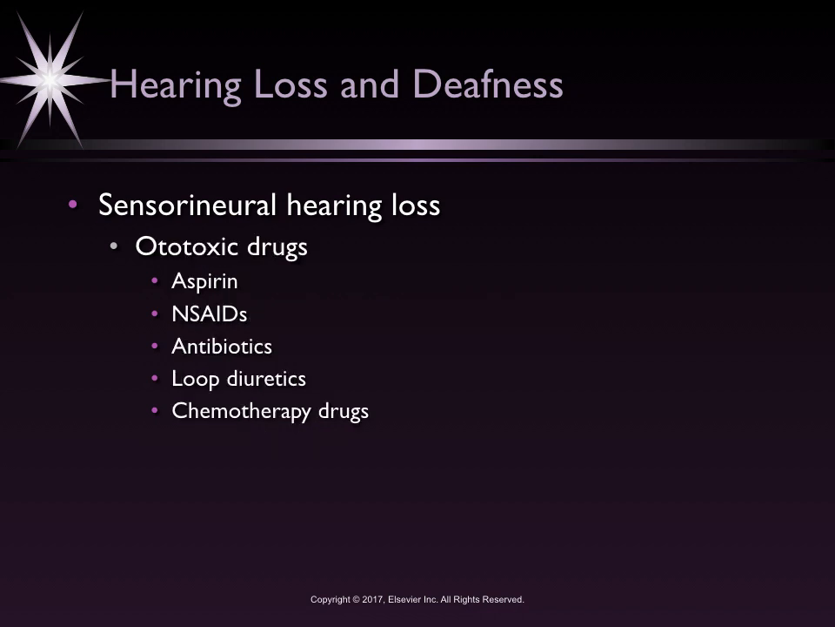Some of the ototoxic drugs that may cause a sensorineural hearing loss include aspirin, NSAIDs, antibiotics, specifically things like aminoglycosides, which would be like gentamicin, erythromycin and vancomycin, loop diuretics, and chemotherapy drugs like vincristine and cisplatin.